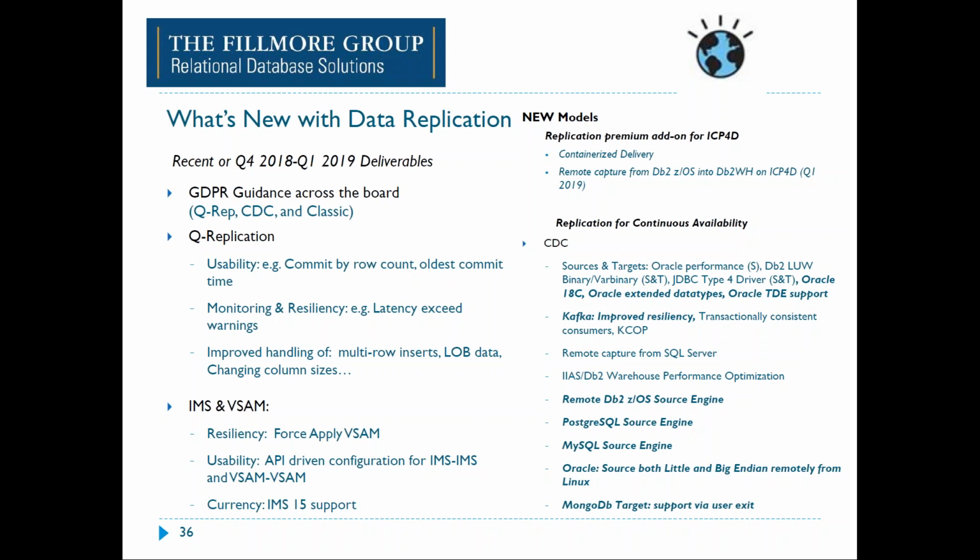So this may go back to the question that we got to ask earlier. The source, both little and big endian remotely from Linux. So apparently that's not available today, but it will be. And MongoDB is a target, which I think Ed had mentioned earlier. So this is where IBM is headed. I have to add a disclaimer that there is no guarantee when or if these will be delivered. These are in plan now for IBM development.